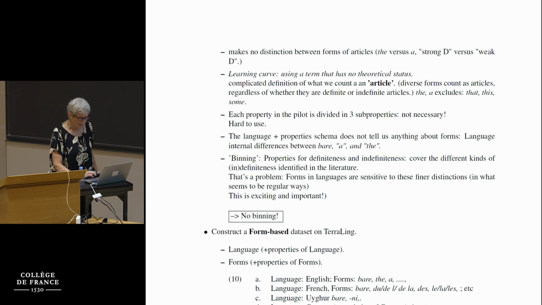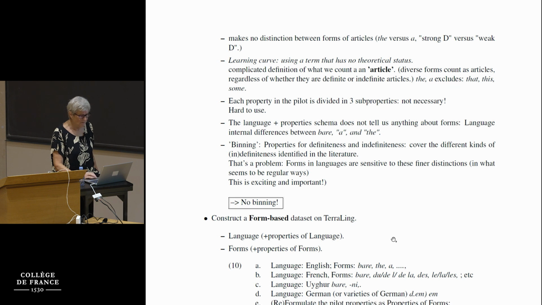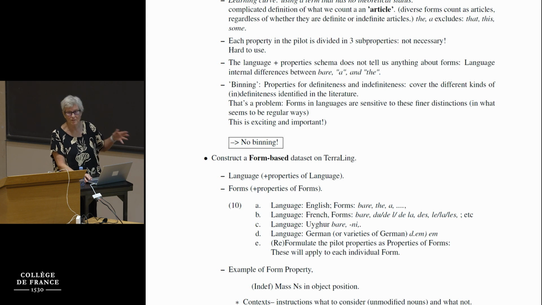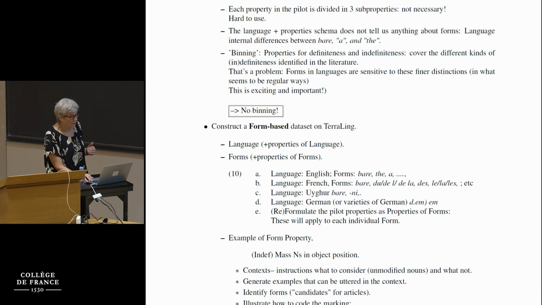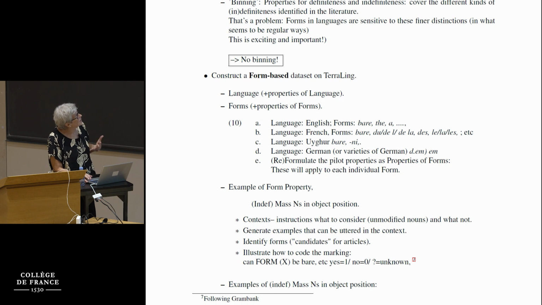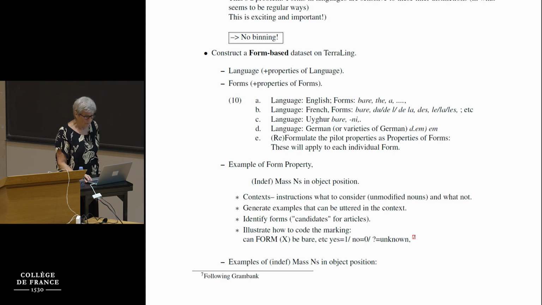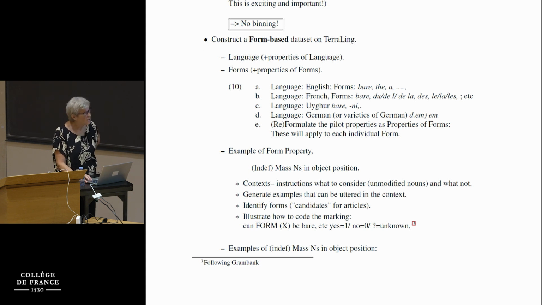All right. And then basically what we didn't have were different properties for definites and indefinites, like the ones we already saw from Schwarz's work, that we need to get. So we now want to construct using the two levels. That is, the real notion we need is form. That is, what is the form and what are the properties of the form.